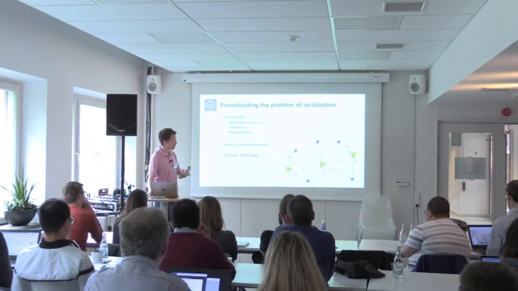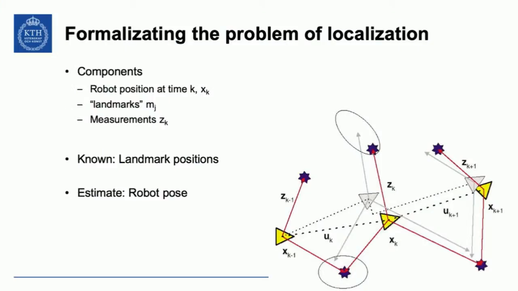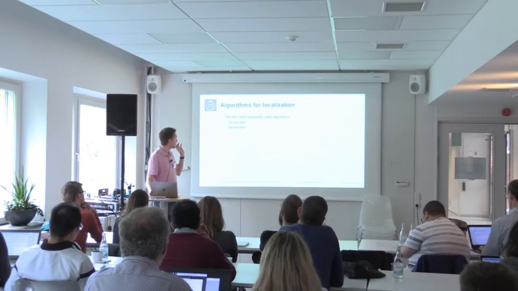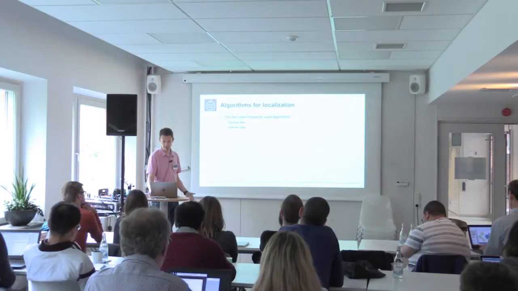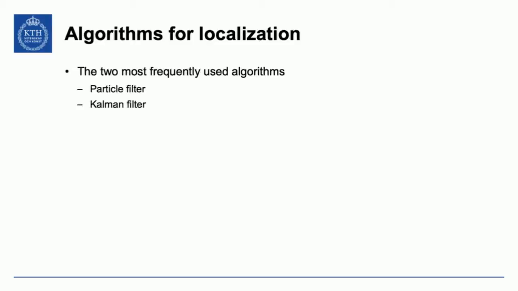And the type of measurements you have could be almost anything. It could be the magnetic field. If you look at the magnetic field in an indoor environment, you will see that it varies with your position. As long as there's a correlation between your position and what you're measuring, you can make use of that to position yourself. And the two most frequently used algorithms for positioning are the particle filter and the Kalman filter. I won't go into them at all, but just for your reference.